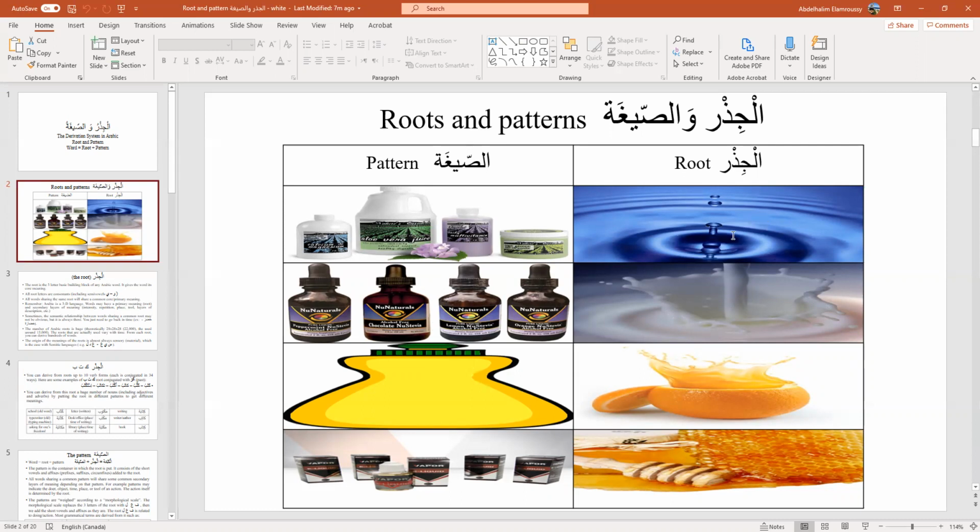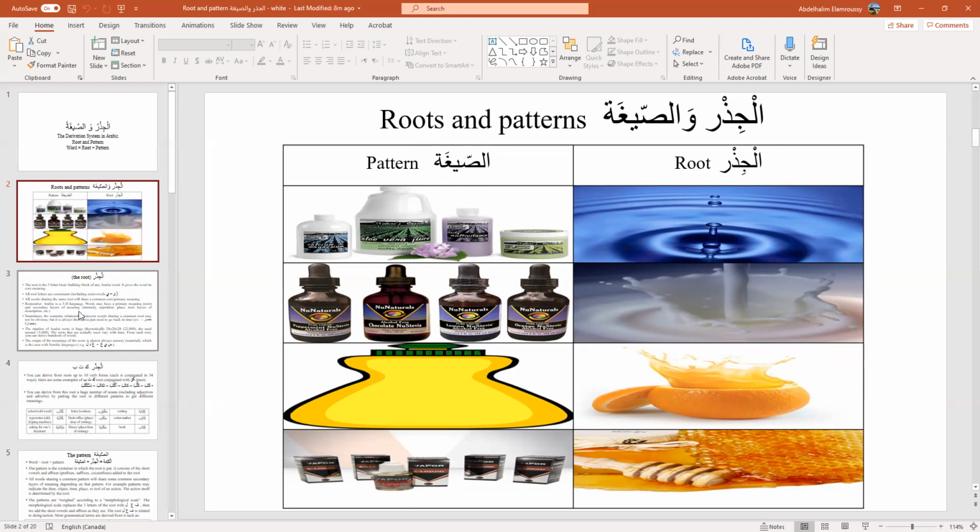So all words sharing the same root, they will be sharing the same essence, the same core, the same liquid at the end of the day. And all words sharing the same pattern, they'll have the same external shape. So they'll look all the same regardless of the root. So they'll look all the same on the outside.